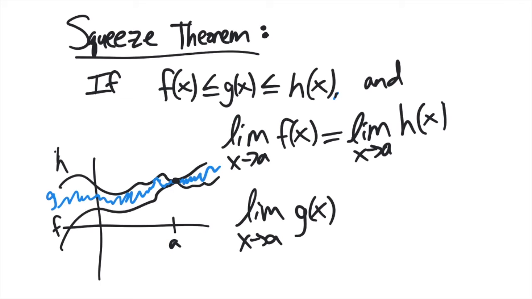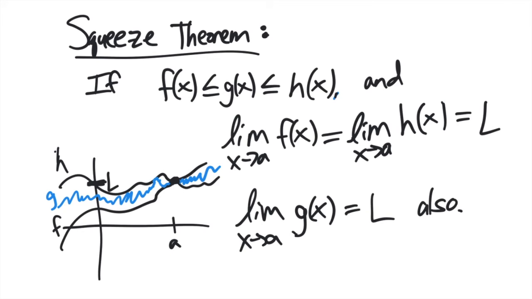So the limit as x goes to a of f of x and the limit as x goes to a of h of x, let's give that a name. I guess we'll call it L. So if you have this point on your graph over here, then they both are at an output of L, okay? What do you think is going to happen to the limit as x goes to a of g of x? If you said that the limit as x goes to a of g of x has to also be equal to L, then you're right.